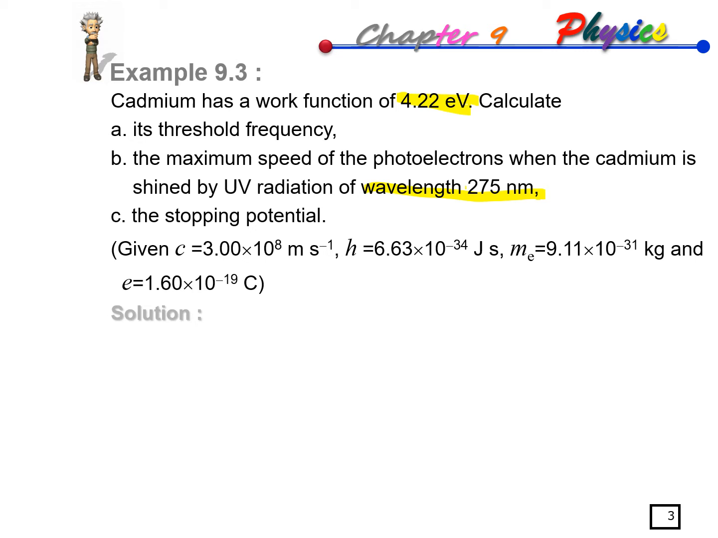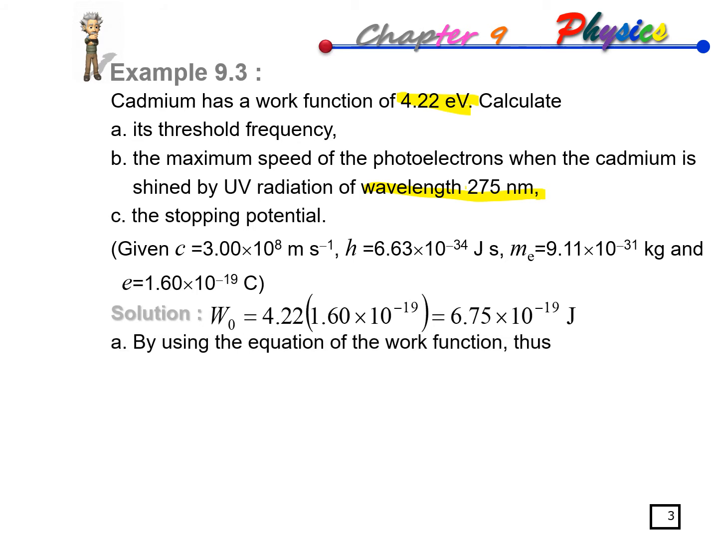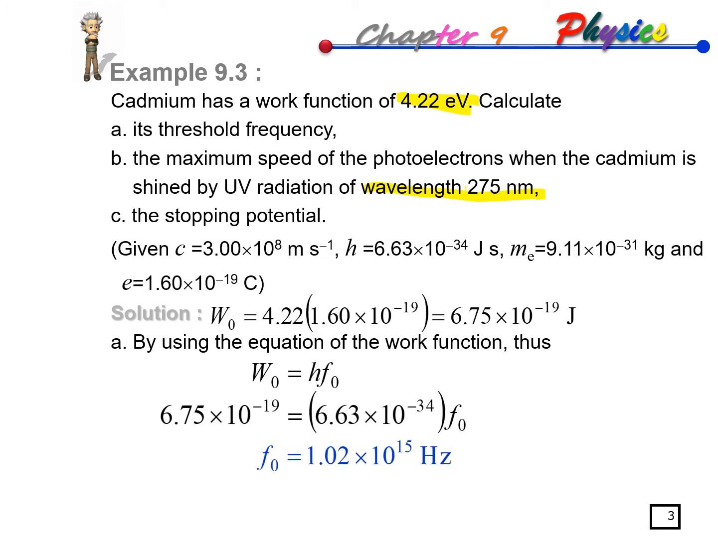Now for the solution. For the work function, the first step we convert into joule, since it is given in eV. Then by using the work function, we can determine the threshold frequency. Work function equals constant times threshold frequency, which will end up with 1.02 times 10 to the power of 15 hertz. So done with A, we can move on to B.